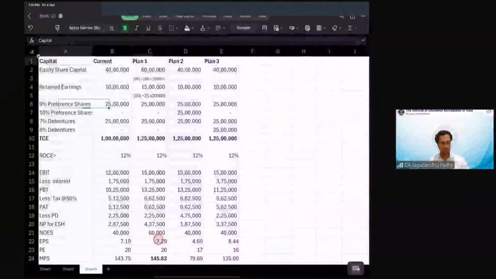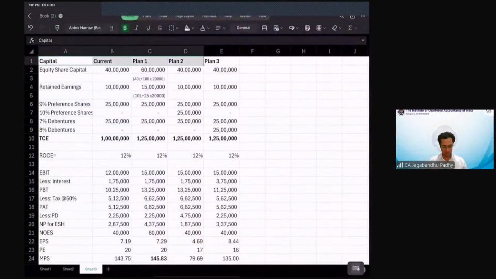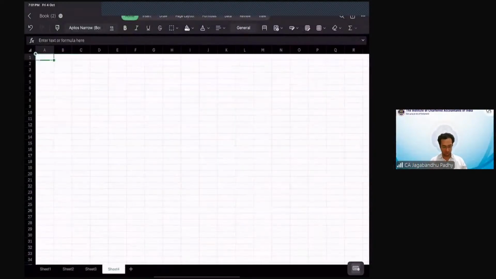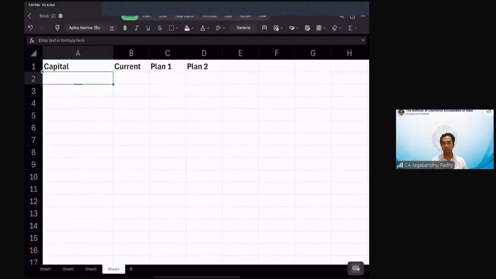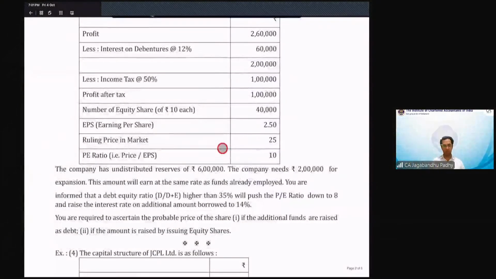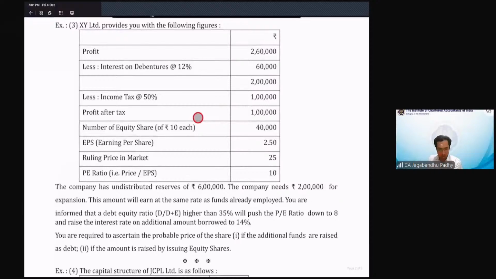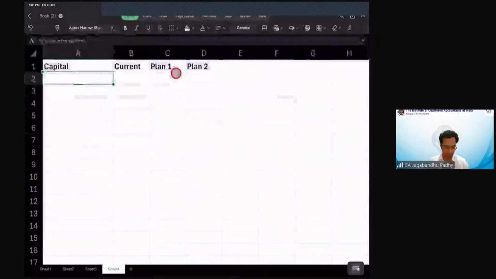So initially, we need to get the current capital that we have. In the current capital, can you tell me from the given information what all things are included? What all capital is the company having? Of course, equity share capital is there, reserves are there. Apart from that, is the company having debt? Yes, because of that 60,000 interest you're paying. So of course you have debentures.